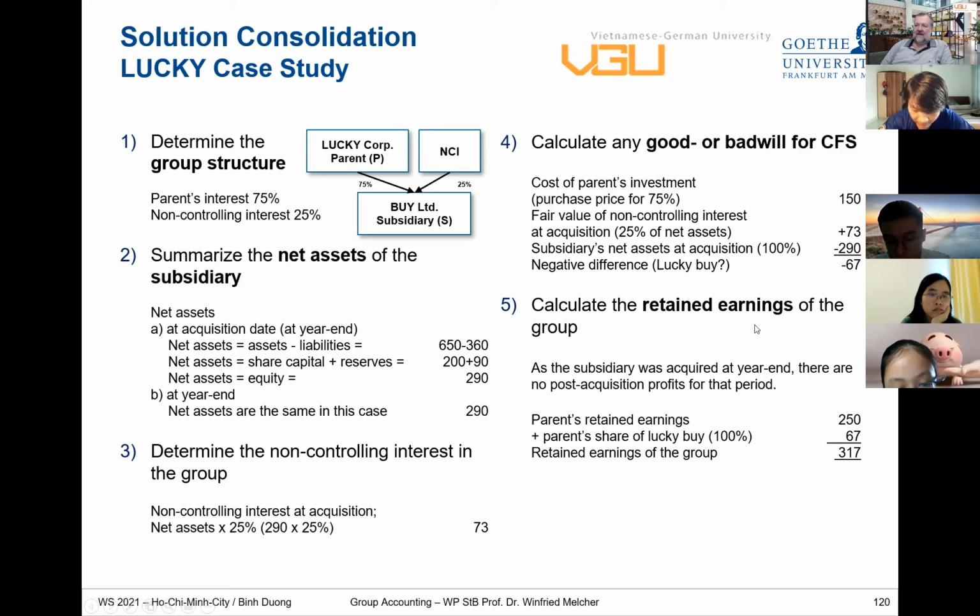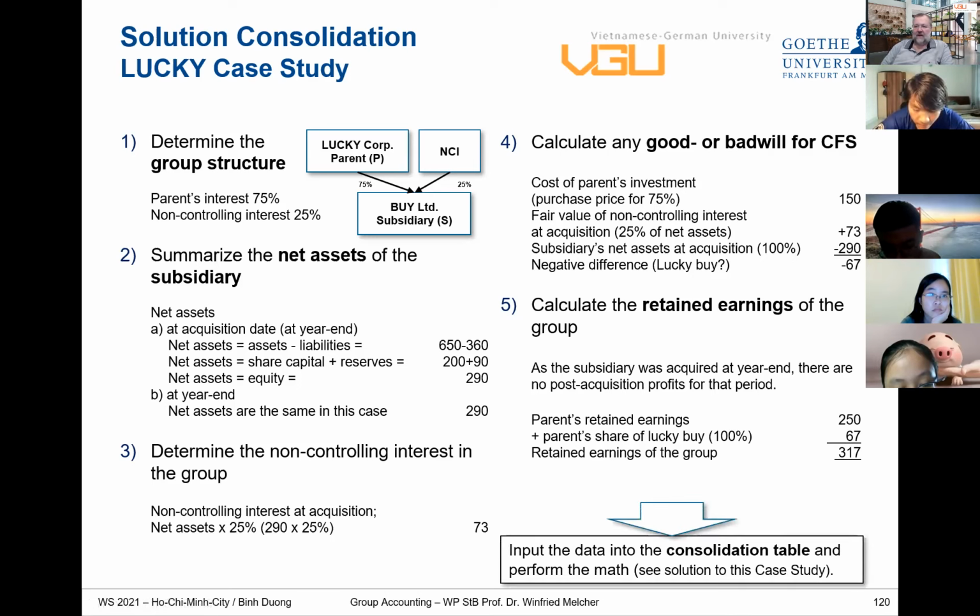Well, then the retained earnings, they start with the parent earnings, and you would increase that number by any share of what gets to the parent. So if it is a lucky buy, then of course this 67 would go to the retained earnings of the group. Therefore, the number is 317.